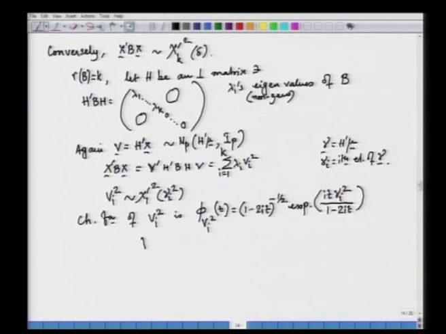Next, we consider the characteristic function of lambda i times Vi square. For this I can very conveniently use this earlier characteristic function, because what I am looking at is the characteristic function of lambda i Vi square at t, but this is the characteristic function of Vi square not at t now, but at t lambda i. So, what we do is essentially replace t by t lambda i in this expression, and we get the characteristic function of lambda i Vi square. So, this is now equal to 1 minus 2 i t lambda i.